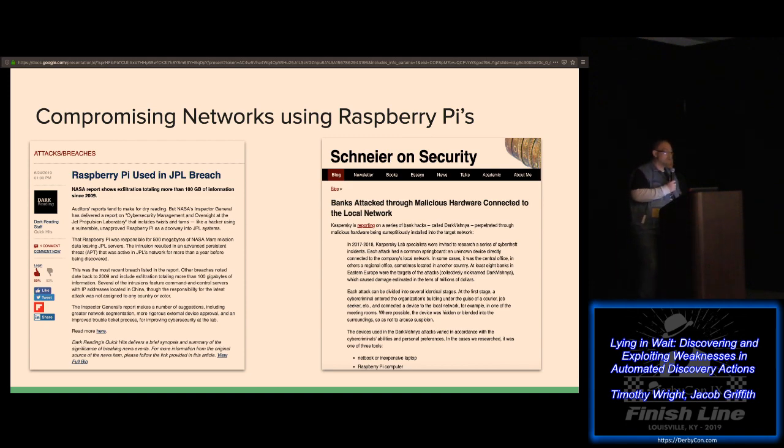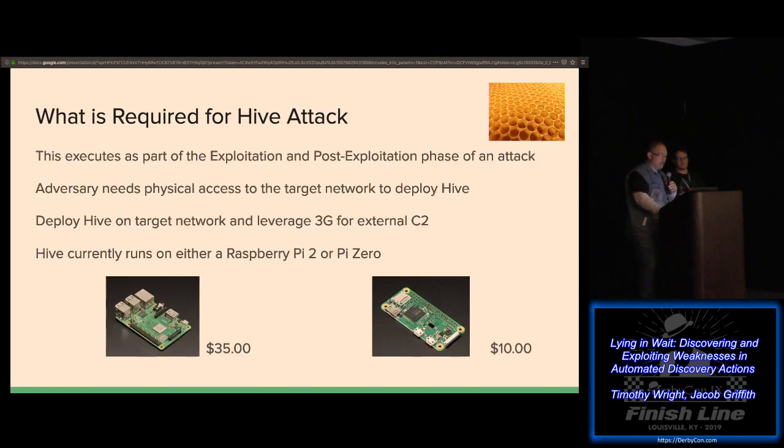Cool. So we're going to talk a little bit about the Hive deployable attack platform. You mind if I talk on this? Yeah, go for it. So we started seeing in the news the JPL breach. I know everybody probably heard about this. Somebody had a Raspberry Pi plugged onto the network, and Bruce Schneier has talked about Raspberry Pis too. But more and more of these get deployed, or people are using them maliciously to try to compromise infrastructures. So we weren't the first to think about this.